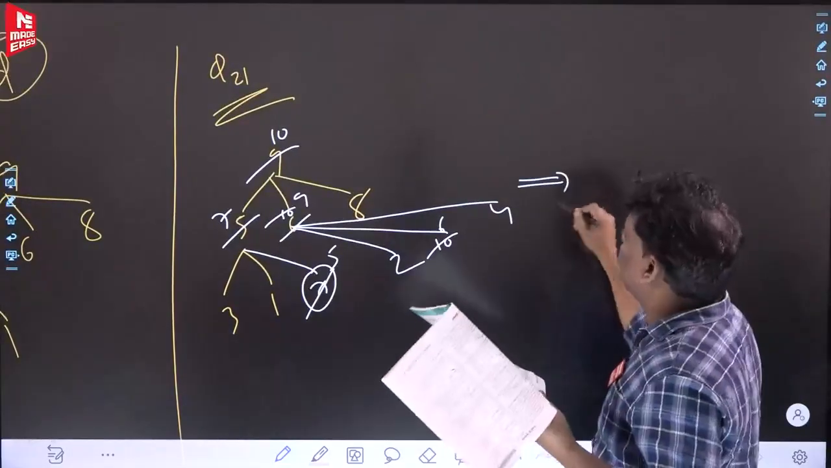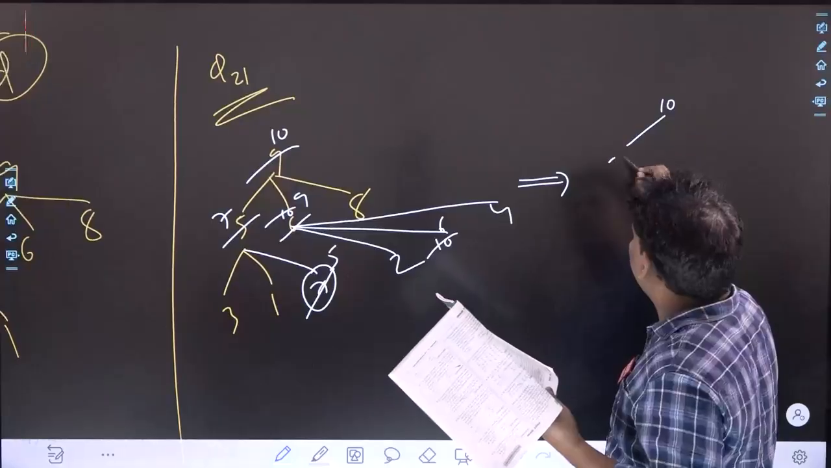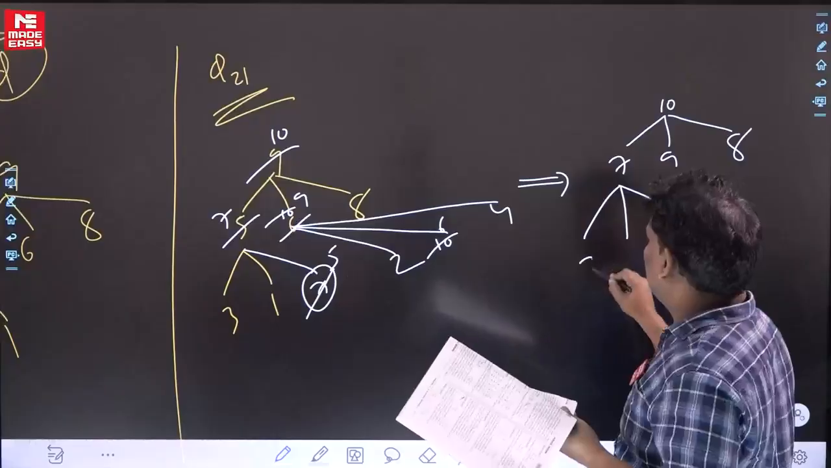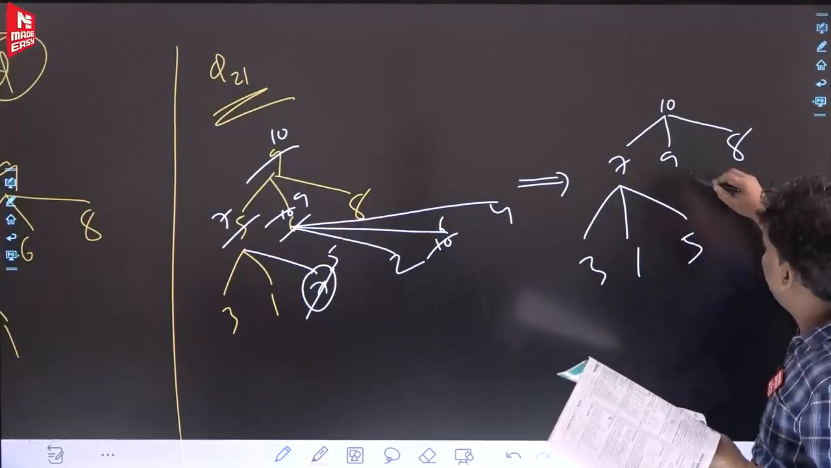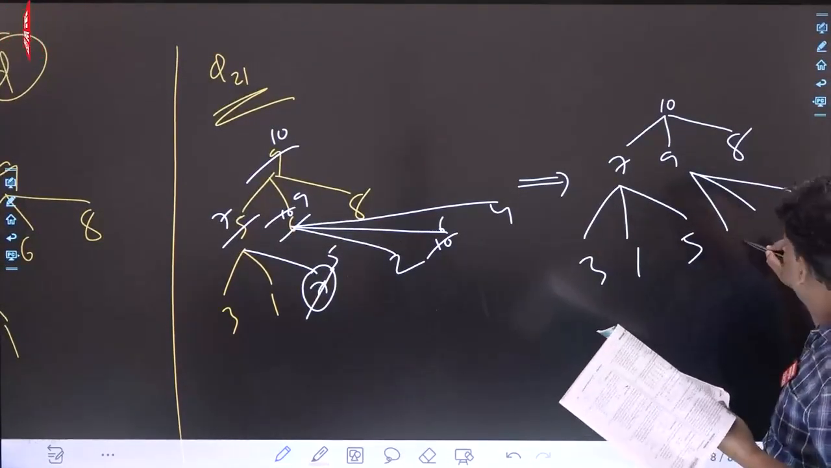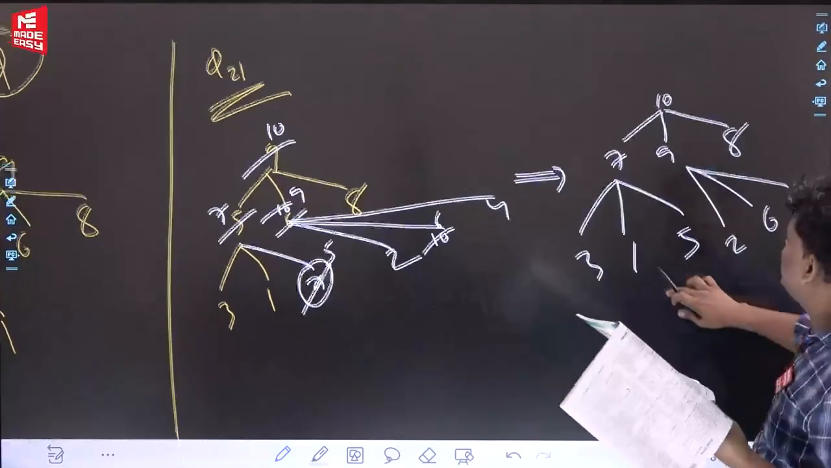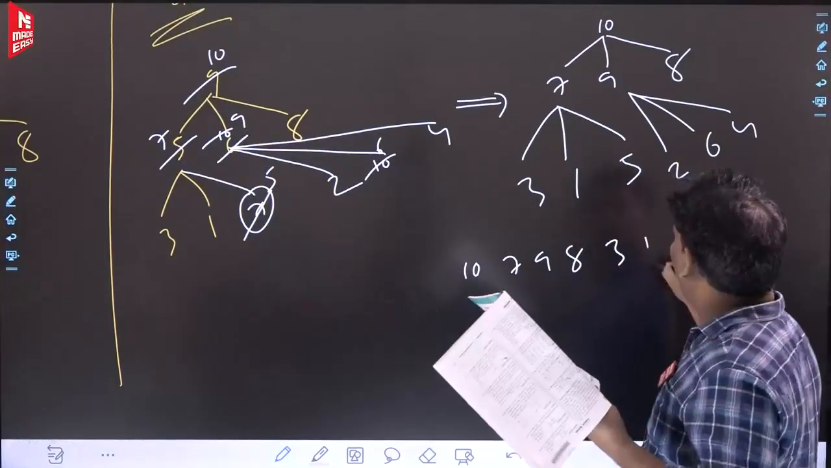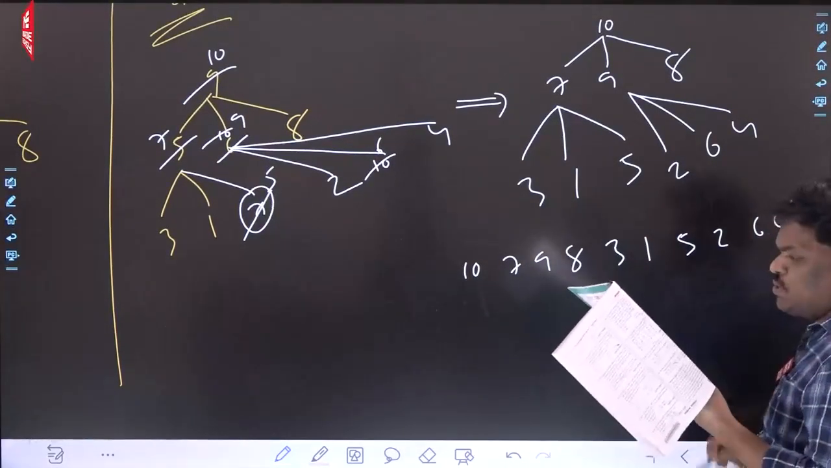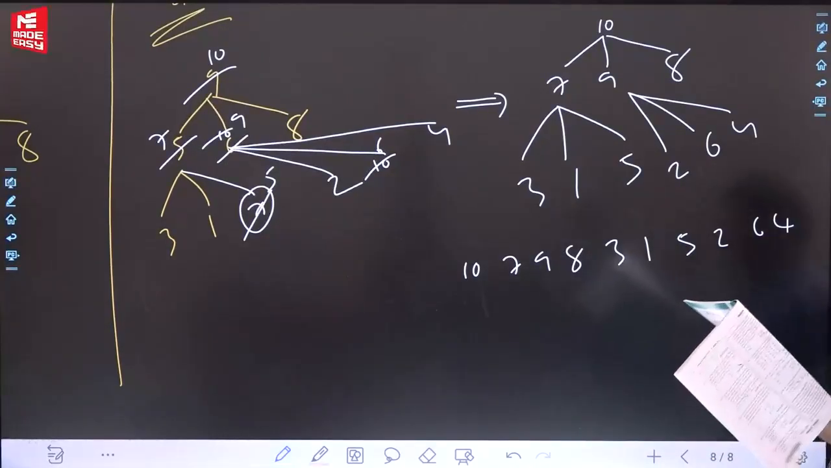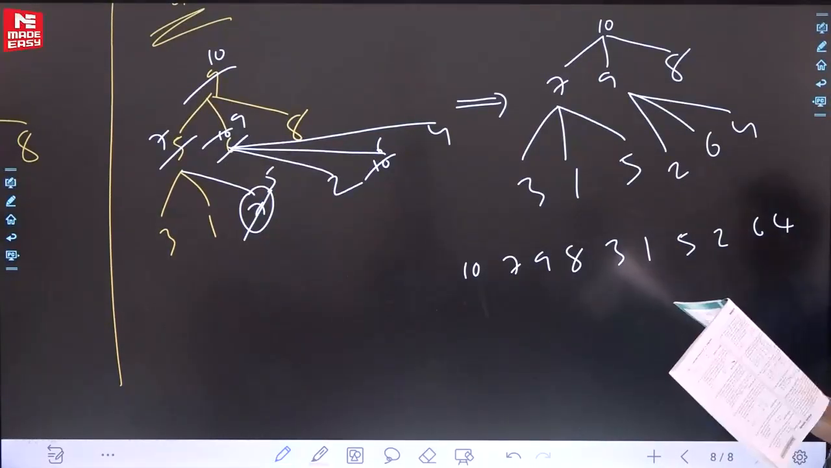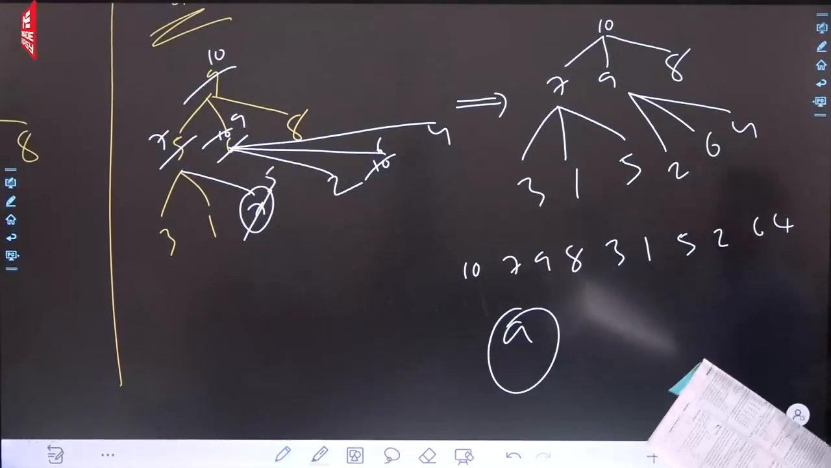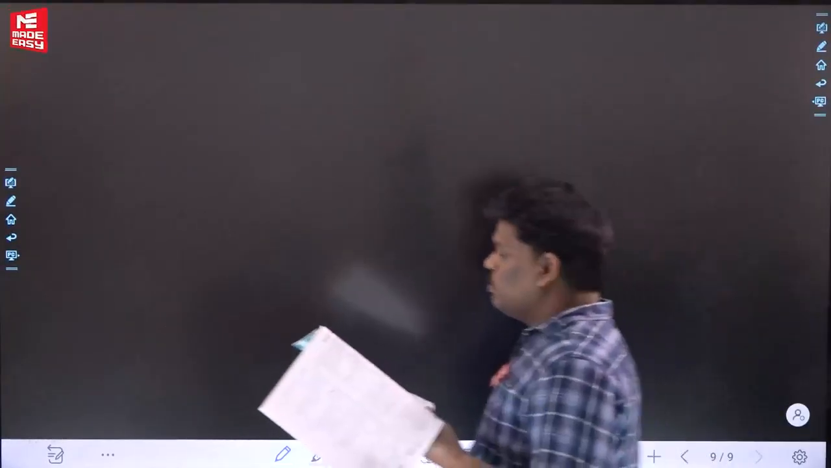Let me write the final answer. 10 is the root. This is 7, this is 9, this is 8. What is the 7 story? 3, 1, 5. What is the 9 story? 2, 6, 4. In the array format, the answer is 10, 7, 9, 8, 3, 1, 5, 2, 6, 4. Which option? 10, 7, 9, 8. I think only the first option matches. Option A. For question number 21, the answer is option A. Let's go to the next one.